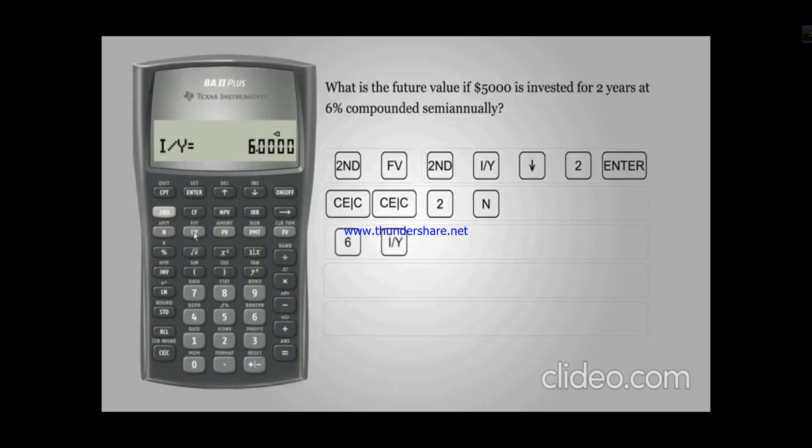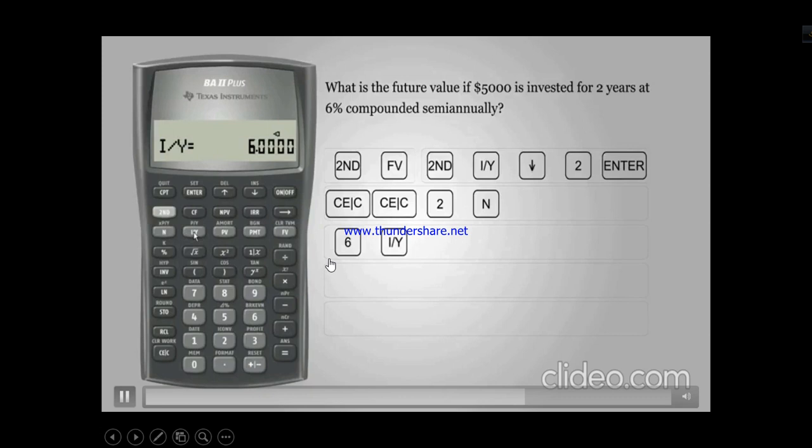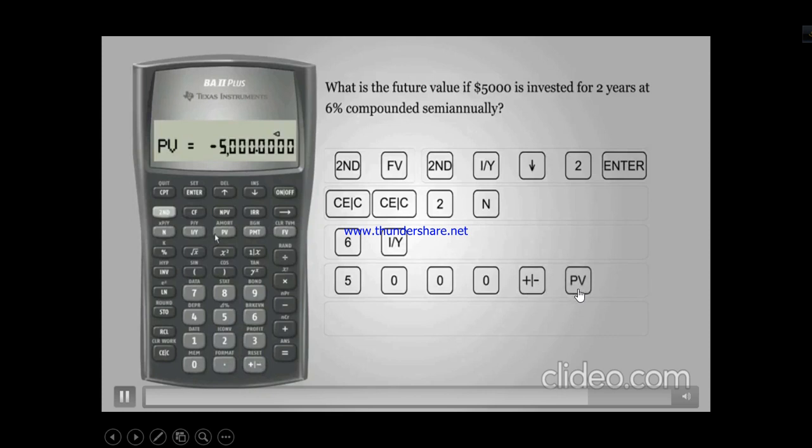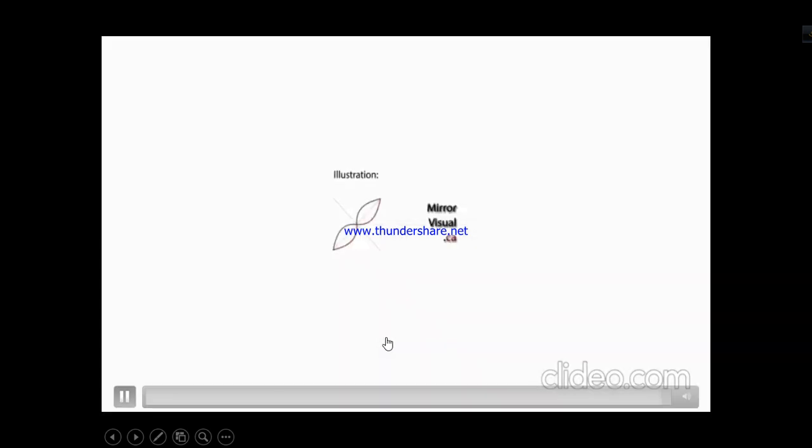After that, at 6% interest, you have to press 6, then IY. Then you have to enter the principal amount 5000. Then you have to press the minus figure, not plus, minus figure. Then you have to press present value. Then you have to press the CPT button. After that, you want to get the future value. Press the future value, and ultimately the result will be done.